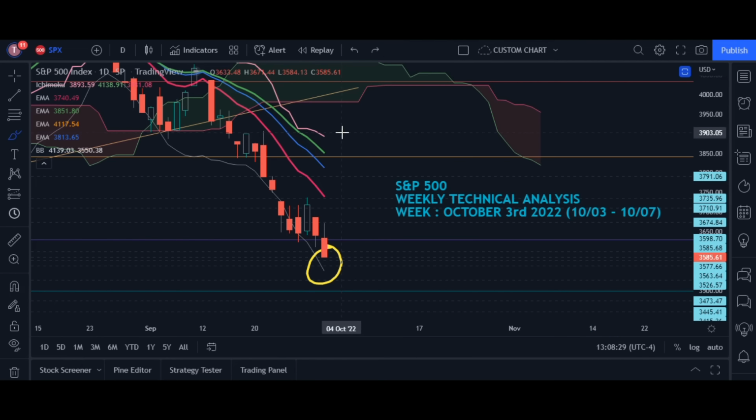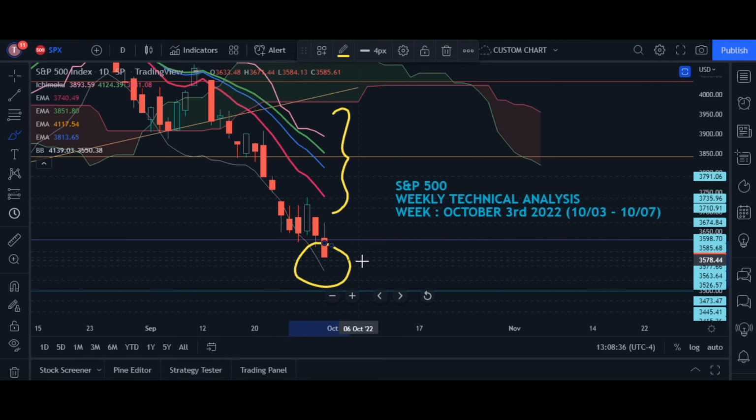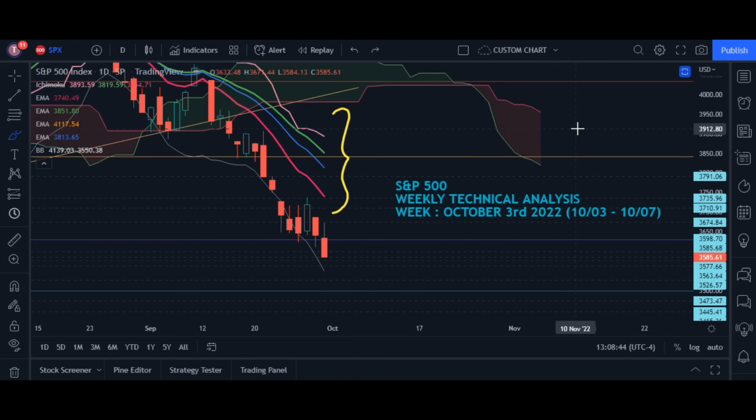Then comes the moving averages. When you look at the moving averages, there is a clear fan out, and the S&P 500 has closed below all of the moving averages. This means that the S&P 500 is clearly bearish through the moving averages.